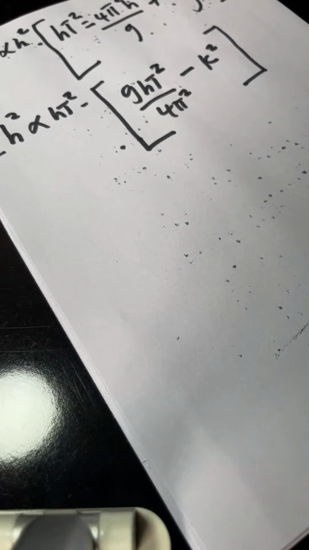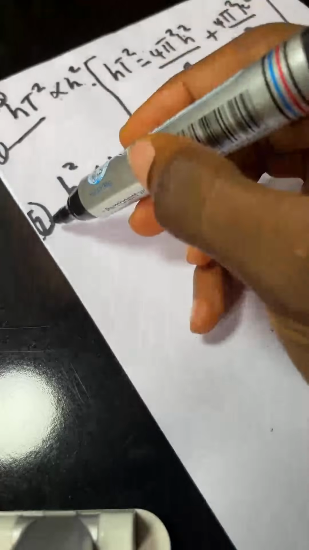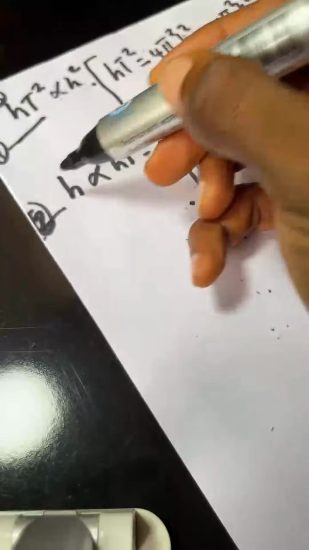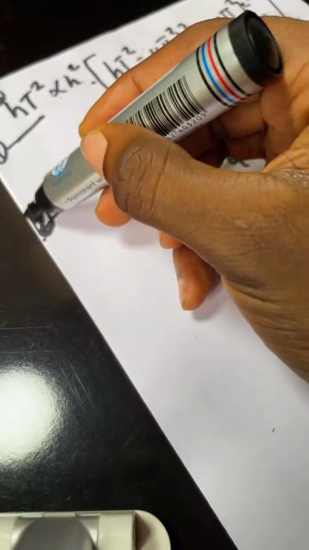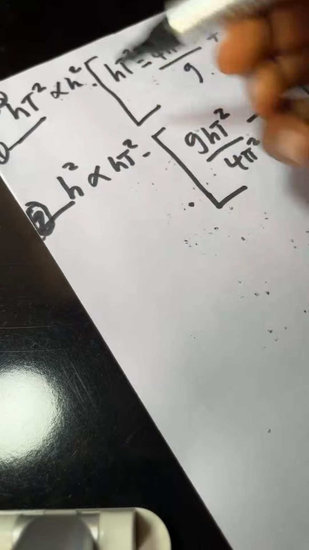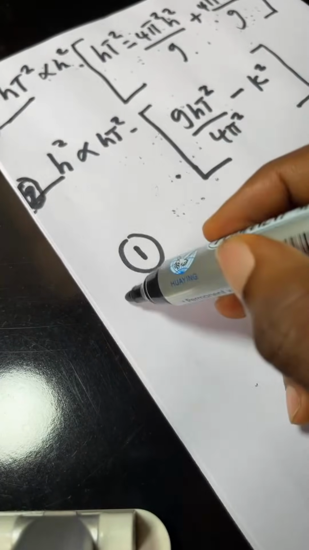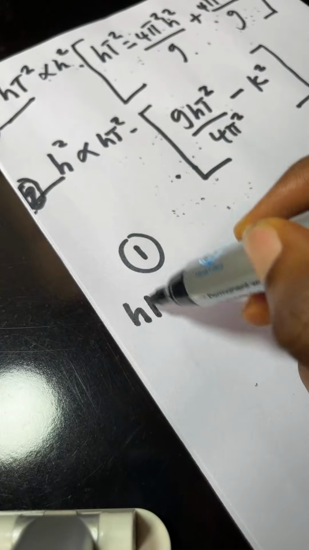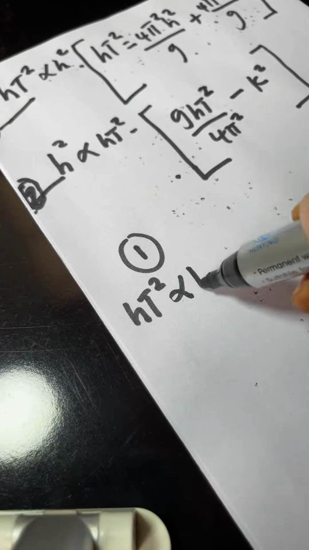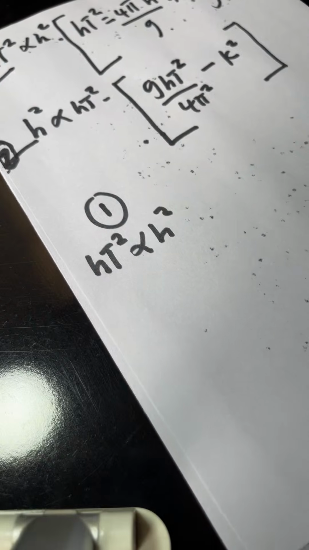Let's dive in. Roger is here to explain the reason and why you should pick. Now, check number 1. This is for number 1. And this is for number 2. This is for 1 and this is for 2. Now let's start with the whole title. For 1, we have ht square against h square.